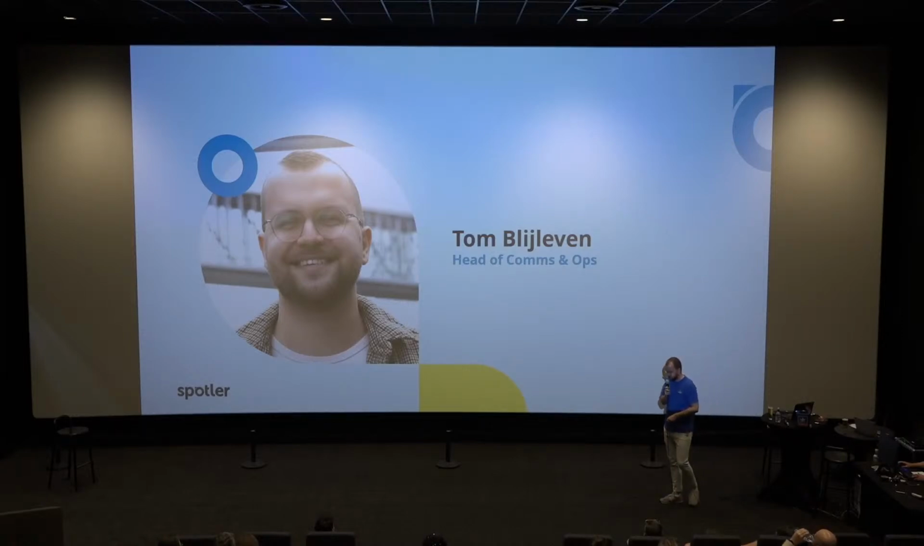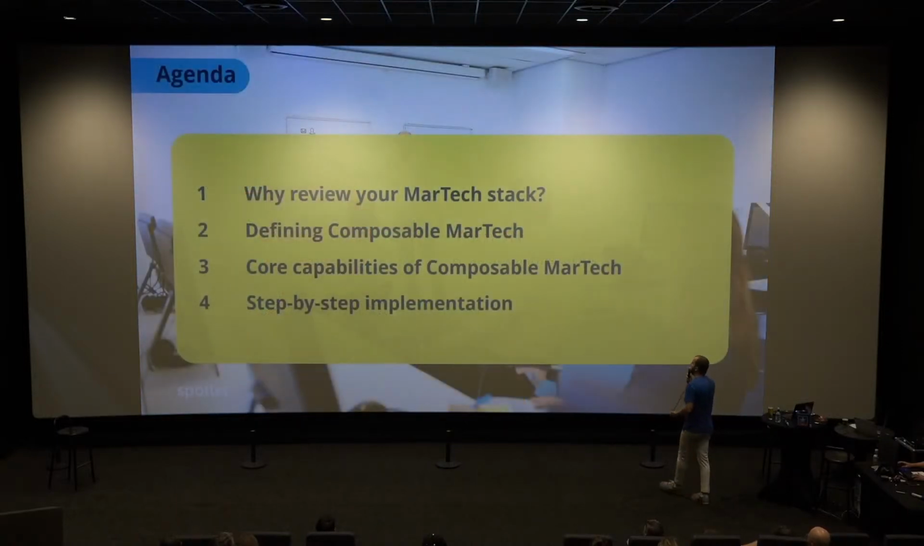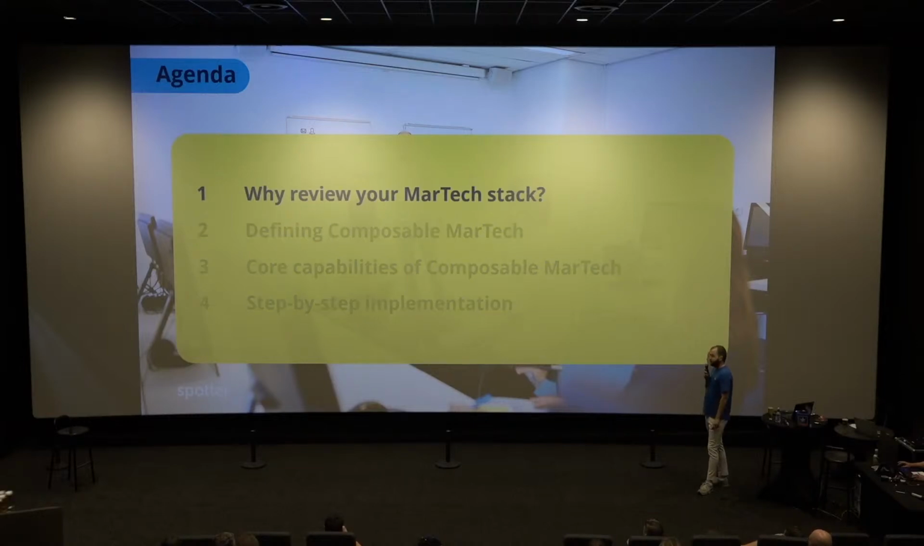And today, like I said, we'll be talking about composability, and specifically why you want this and how to go about it. So first, we're looking at why you should review your current marketing stack. Then about what Composable MarTech actually is, and looking at the core capabilities of it, so we understand what we're talking about when we say composability. And then a short introduction on how you could go about it step by step, since we only have 20 minutes, and there's beer, so I don't want to make it too long. I know it's pushing 5, so first we're looking at why.